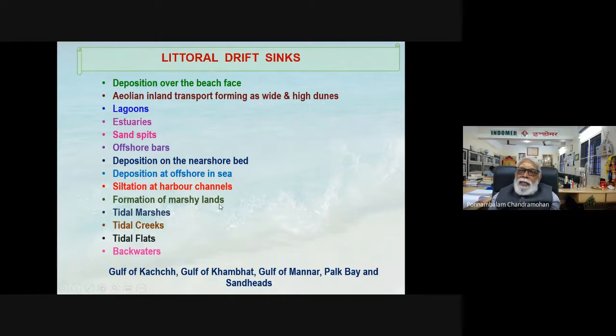And marshy land, called tidal flats, they are called. And very wide tidal flats will be there. If you happen to go to Gujarat, if you cross Mumbai and go to the northern side, the beach exposed between low tide and high tide is about 2 to 3 kilometers. That kind of shallowness we got because of the littoral drift getting deposited over there. They are very common in the Gulf of Kutch and Gulf of Khambat in Gujarat, and the backwaters in Kerala you can see. So as I told you, Gulf of Kutch, Gulf of Khambat, Gulf of Mannar, Palk Bay and Sandheads in West Bengal, they are the major littoral drift sinks.